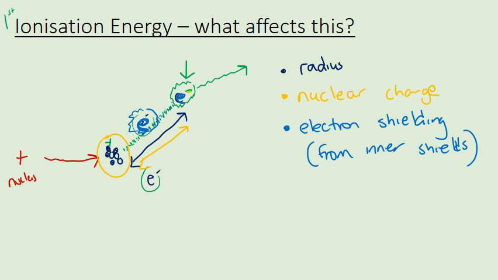Okay, so those are the three things we must consider when we're trying to compare ionization energy. We look at the radius, we look at the nuclear charge, and we look at the electron shielding. We have to consider all three. And once we've considered all three, we can then try and make comparisons.